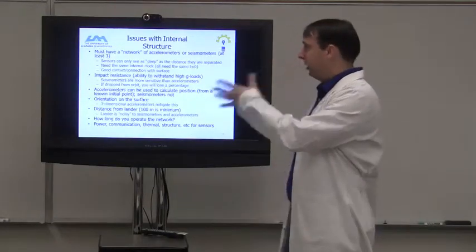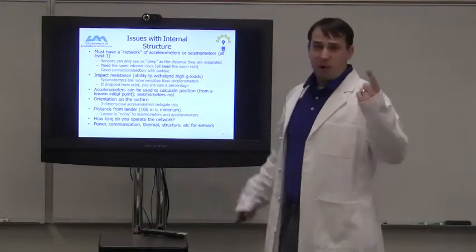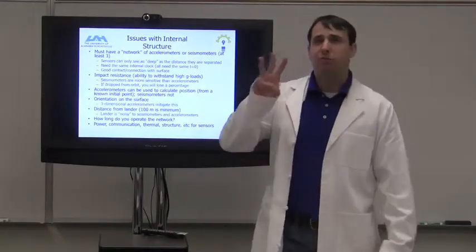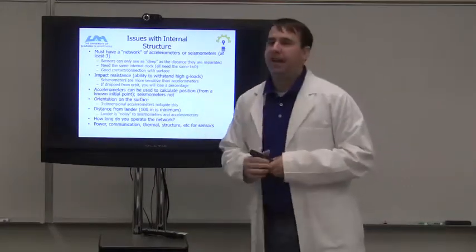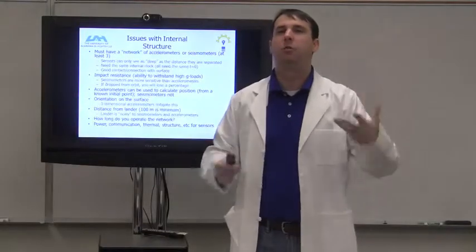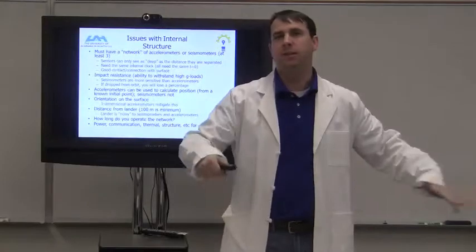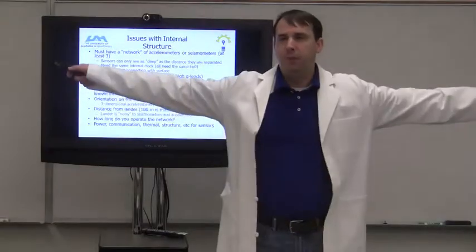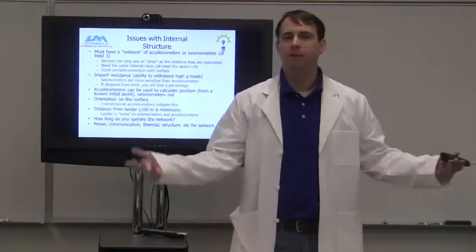So, issues with internal structure, especially on Venus. Number one, like I said, you have to have a network. You have to have at least 3 sensors to measure internal structure, which already makes it difficult. And for the depth, you want the sensors to be far apart. As a general rule of thumb, the distance they are apart is the distance you can see deep. So if the probes are 50 meters apart, you can see 50 meters deep, which isn't that far.